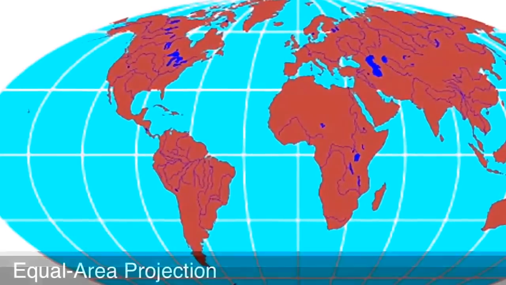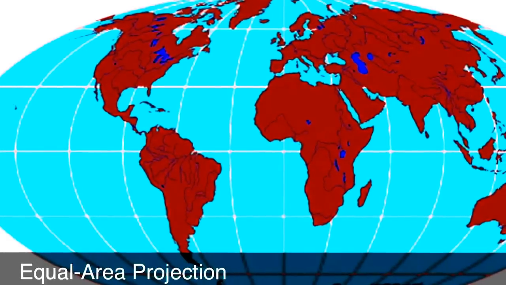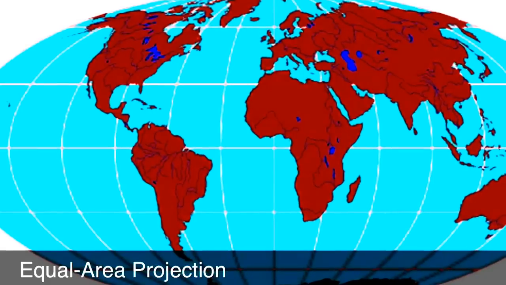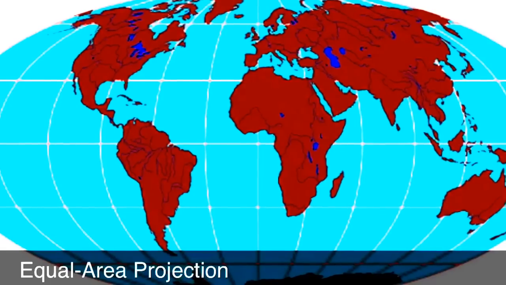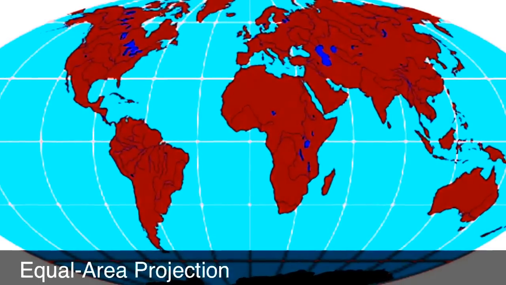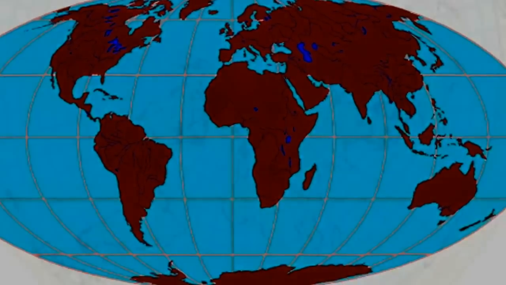To solve the problem of distortion on Mercator projections, mapmakers developed equal area projections. An equal area projection correctly shows the relative sizes of Earth's landmasses, but an equal area projection also has some distortion. The shapes of landmasses near the edges of the map appear stretched out and curved.